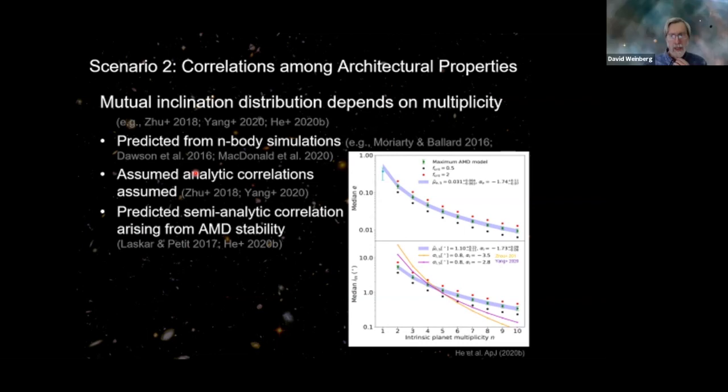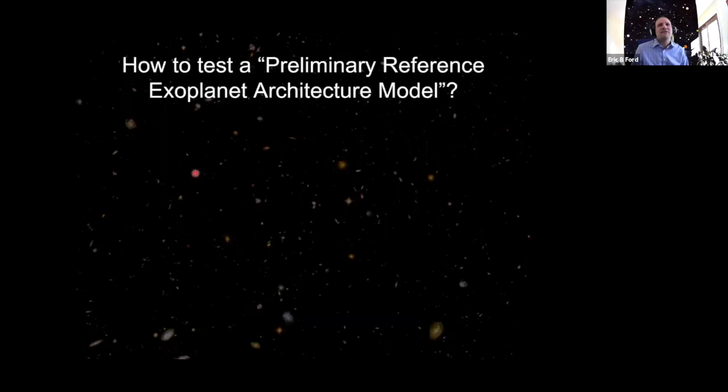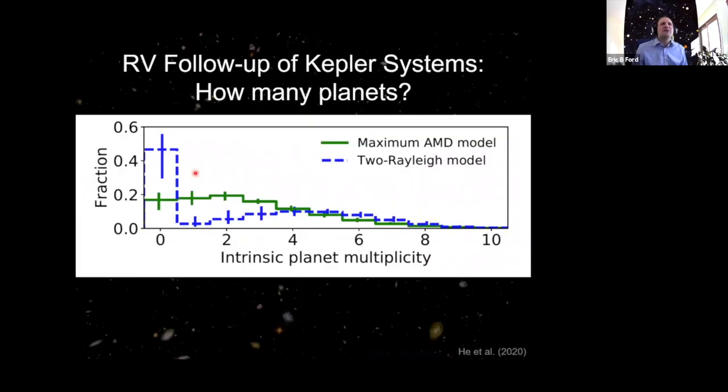So in this second scenario, many of the single detection systems do actually have multiple planets, but it's a small number of multiple planets and therefore high mutual inclinations. Yeah, let me see if I can find that figure quickly. So here's the intrinsic multiplicity of those two models.